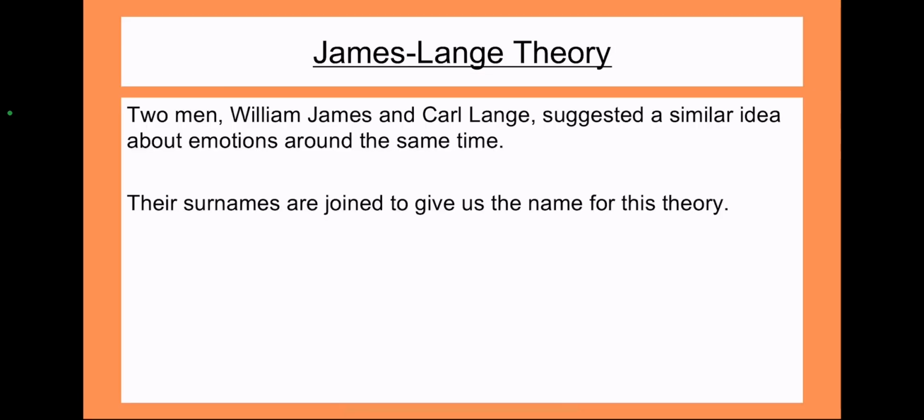So basically, two men called James and Lange, William James and Carl Lange, were investigating emotions around about the same time, and ironically were having similar ideas. So they just decided to put their ideas together and make a theory, and strangely enough, that can be worth a mark in the exam. So there you go, get your first mark.